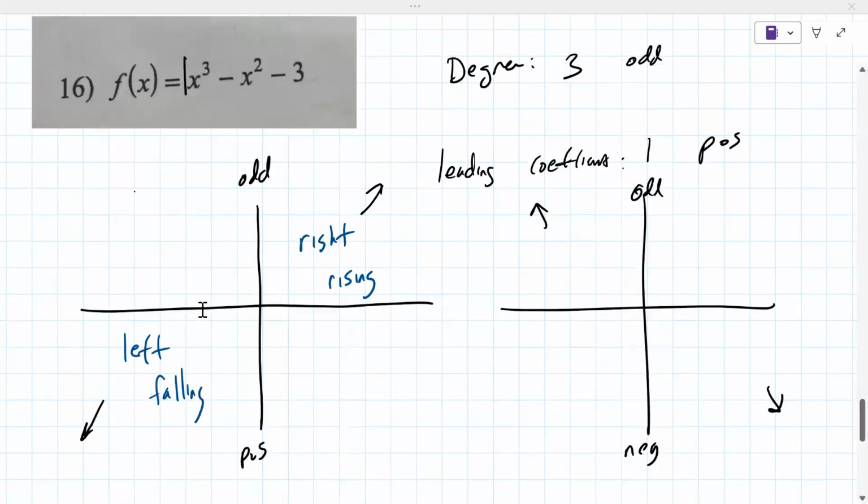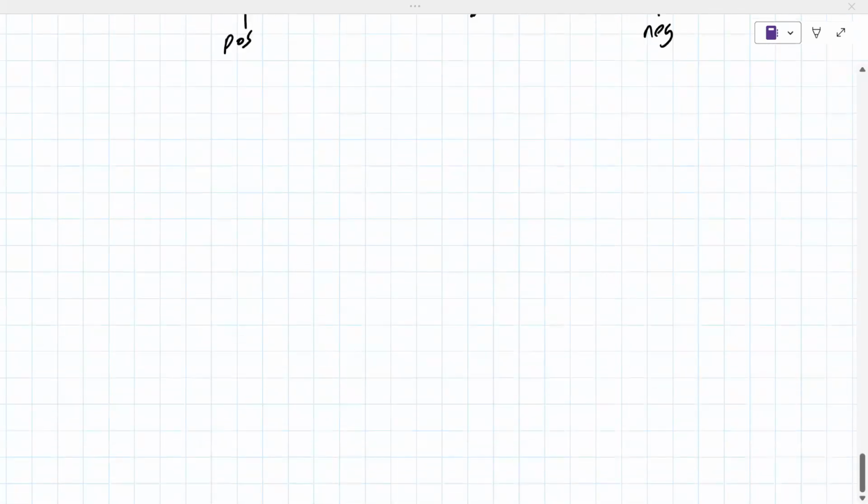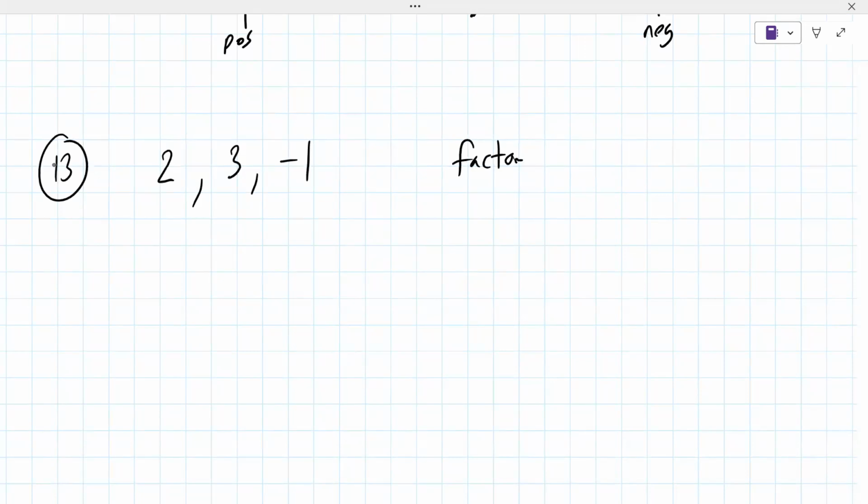Do you have 13? I do not. Can you read it to me? It's pretty easy, so I'll just give you the problem first. 2, 3, -1, and it's asking to write the factor form of the polynomial given the zeros. Perfect. You actually did one just like this yesterday, so let me go find the one we did yesterday and maybe jog your memory.